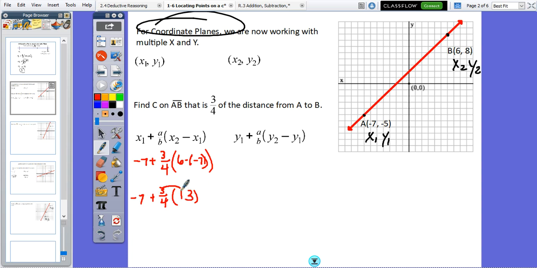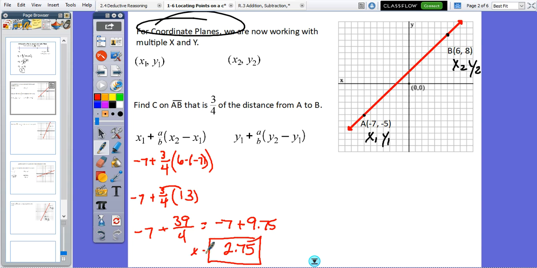So, we'll multiply 3 with 13. We end up getting 39/4 plus -7. Luckily, this is a nice decimal answer. So when you simplify this, 39/4 becomes 9.75. So we have -7 plus 9.75. We add them together, and we end up getting the answer 2.75. That is the value of our x. So x equals that. Let's do our y now.